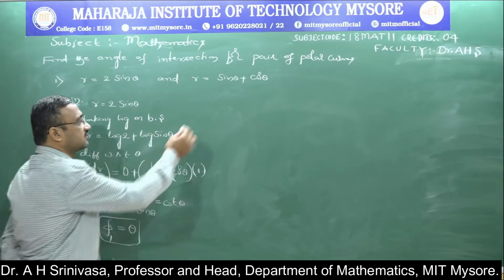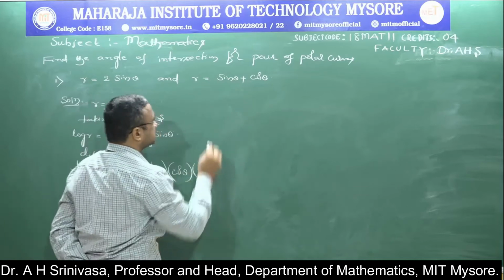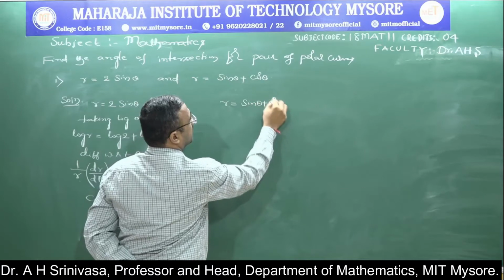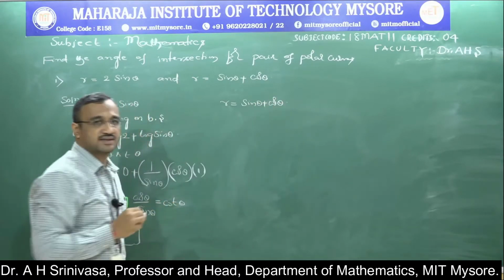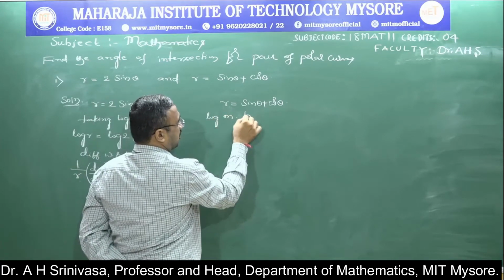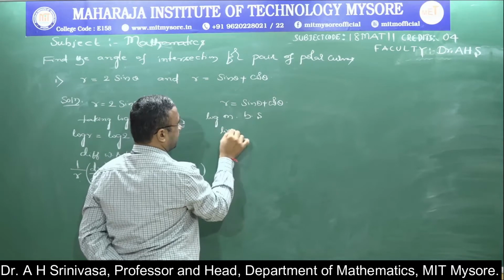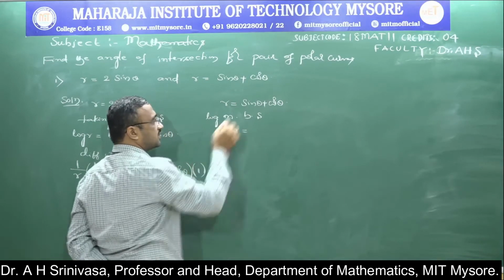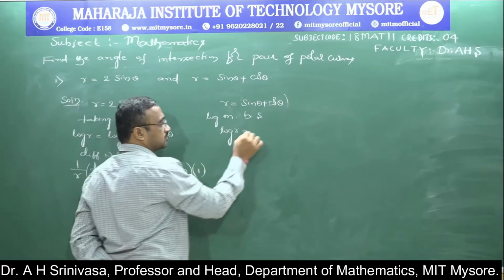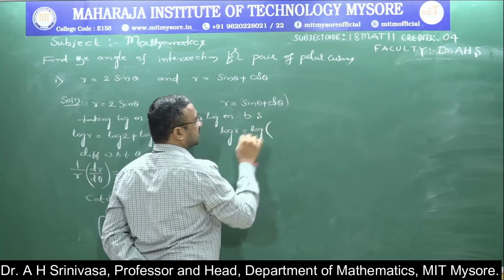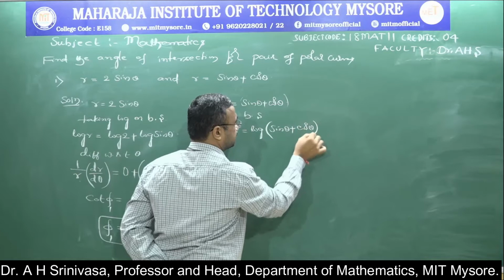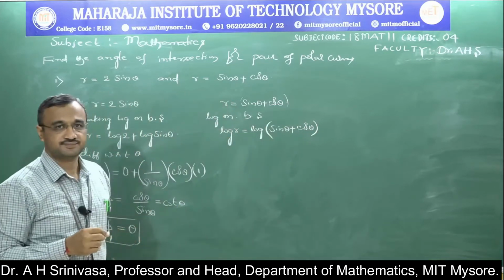The same procedure we have to adopt for this equation, r equal to sin theta plus cos theta. Then again taking log on both sides, log r should be equal to, but here a sum of two terms is there. You have to remember here, if you take a log, the complete logarithm function you have to take, logarithm of sin theta plus cos theta. So you have to write it like that.